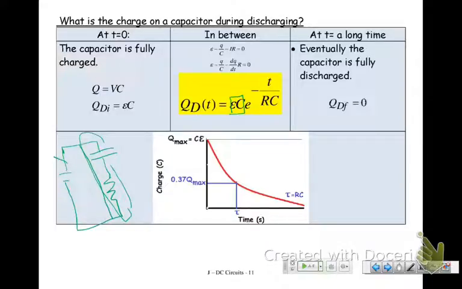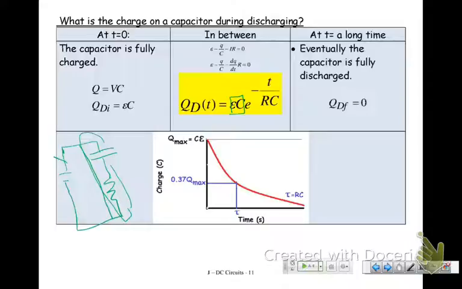Okay? So your job: know what happens instantaneously, know what happens after a long, long time, know those two equations so you can say what happens in the meantime, and know your time constant. The time constant is incredibly useful.